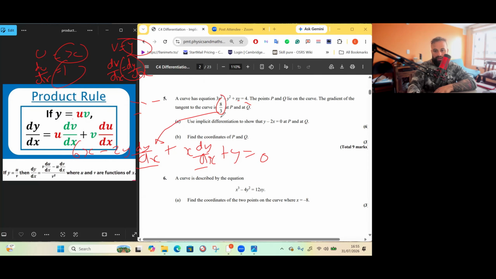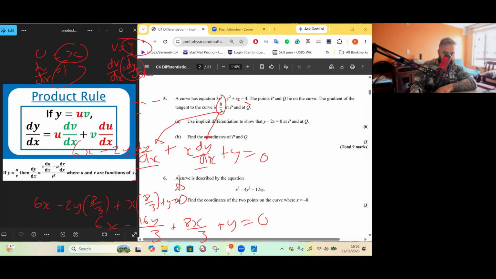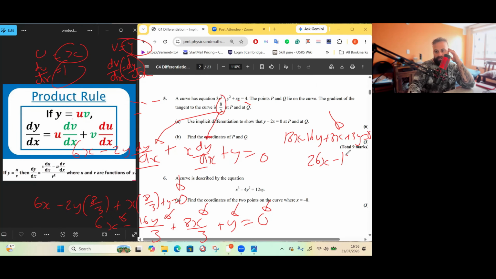So you substitute 8 over 3 there, you substitute 8 over 3 over there. So you get something that looks like this, and if you tidy it up, you get this. Then you multiply everything by the number 3, and you get something that looks like that. Tidy this all up a little bit more. 6x minus 13y is equal to the number 0.